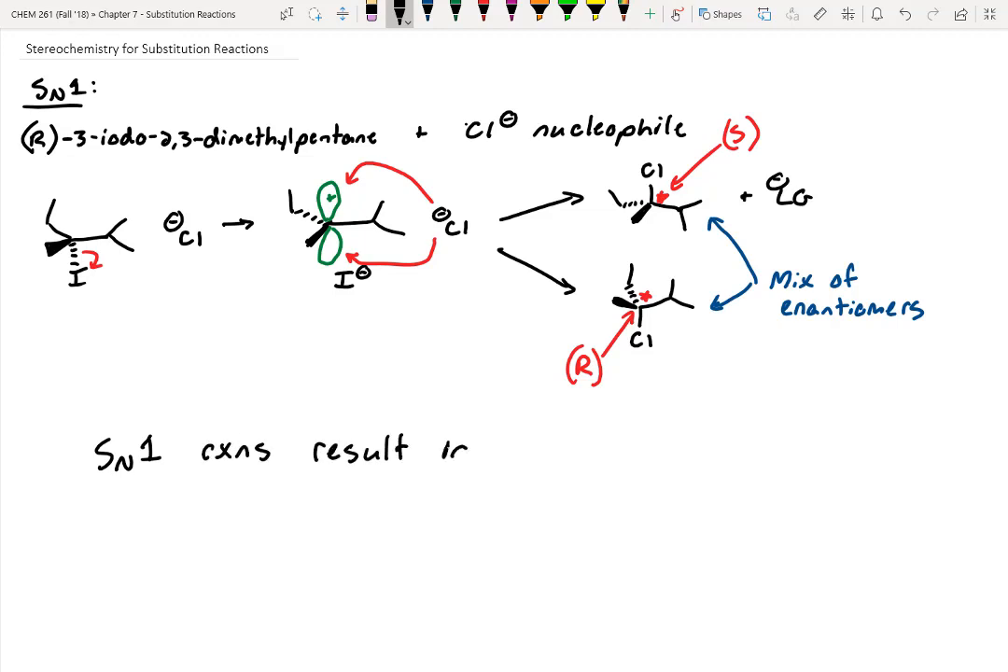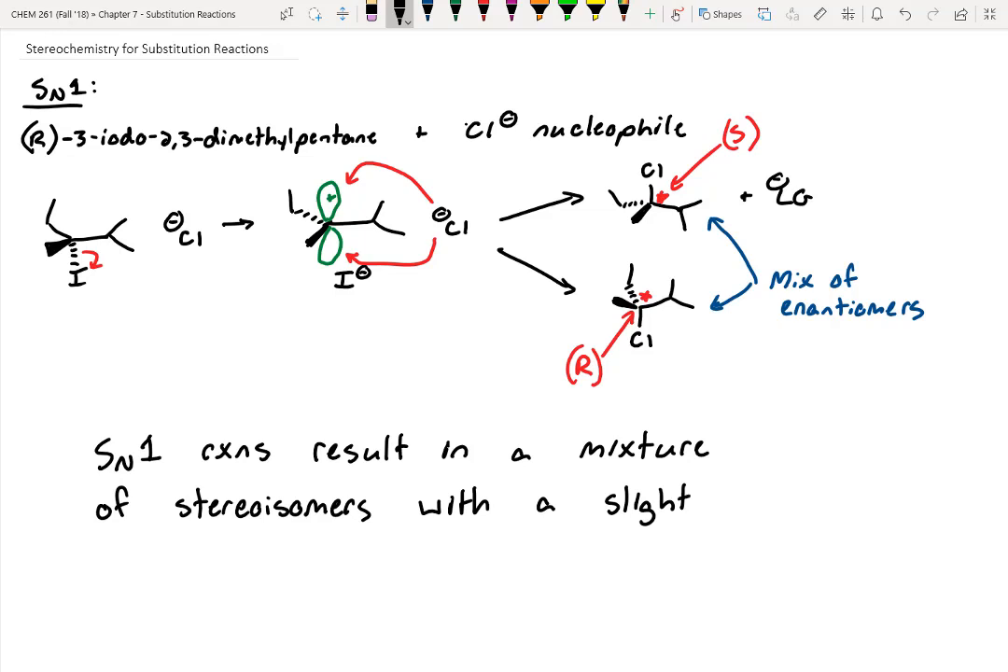Yeah, so let's make a note that SN1 reactions result in a mixture of stereoisomers. In this example we saw it gave us enantiomers. In other examples it might give you diastereomers, with a slight preference towards inversion of stereochemistry.